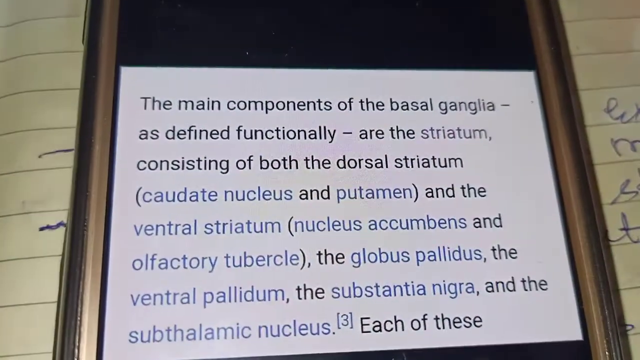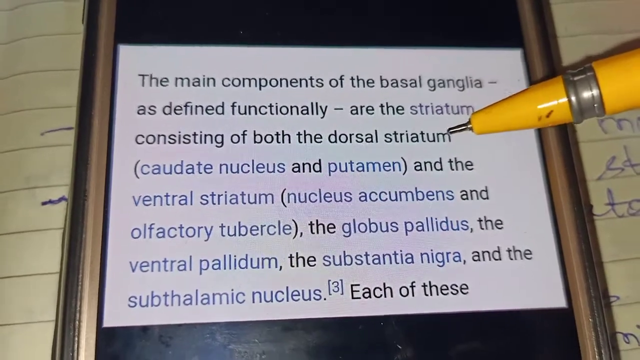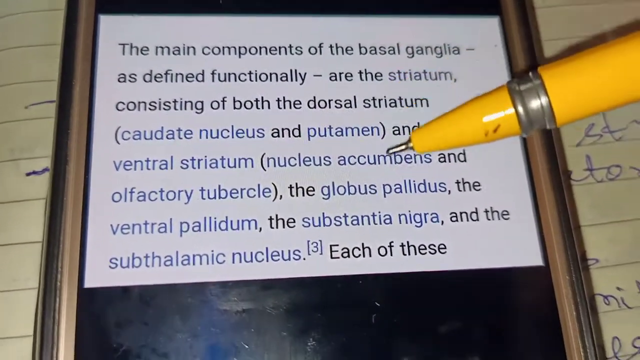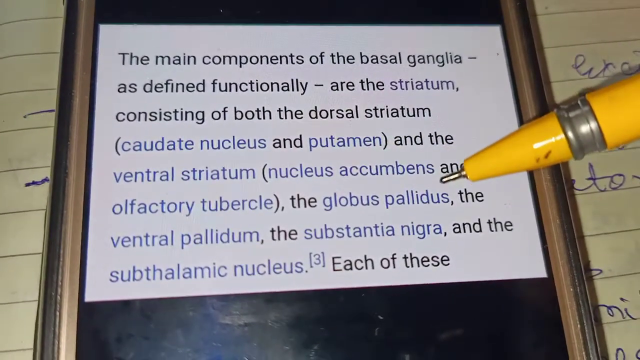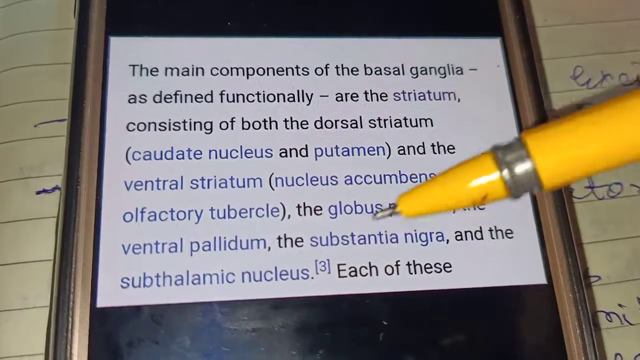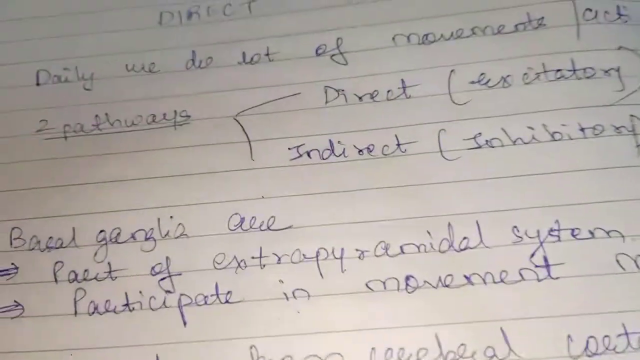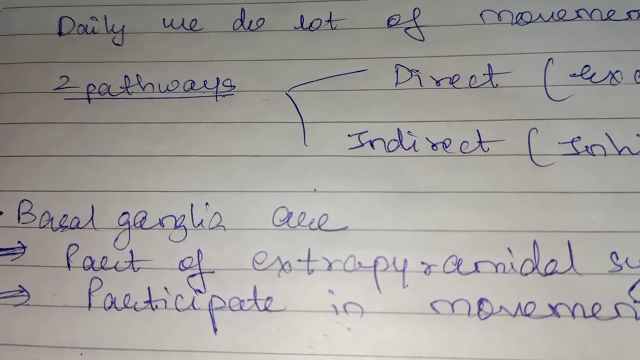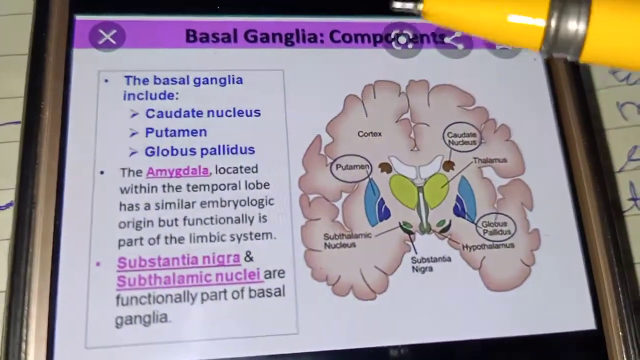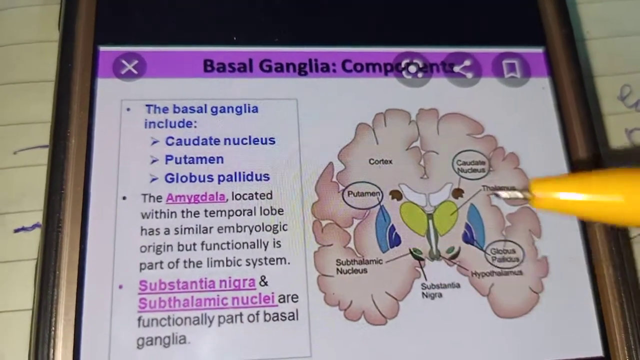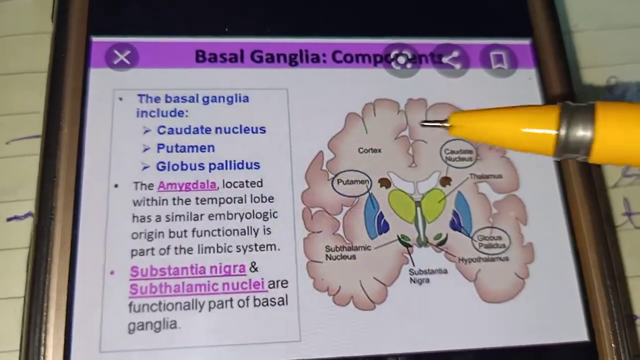Okay, and the main components are the striatum, that is striatum includes caudate nucleus and putamen, the globus pallidus, ventral pallidum, substantia nigra and subthalamic nucleus. So these names you have to remember. These are the parts I have shown you: caudate nucleus, putamen, globus pallidus, subthalamic nucleus, substantia nigra. So these are the components of the basal ganglia.